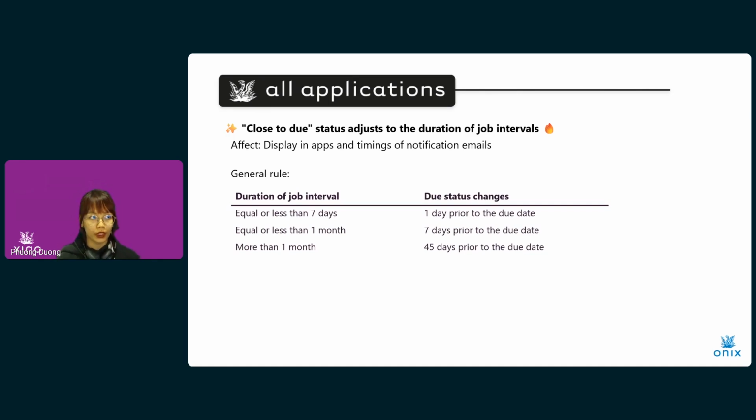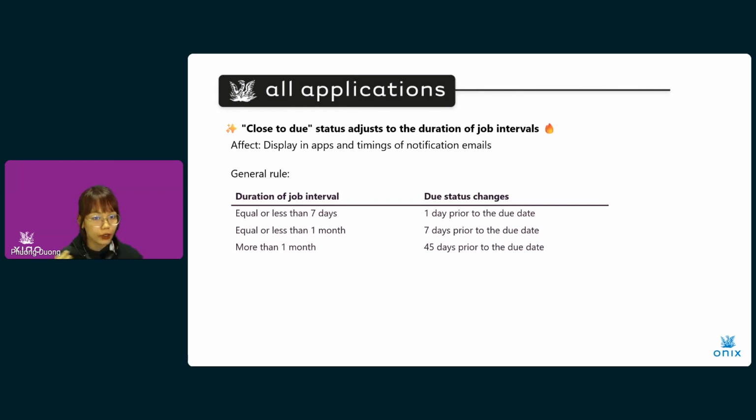So for an equipment, its due status will change from good to close to due 1 day prior to the due date if its job interval is equal or less than 7 days. For example, if you have a 7 day or 1 week job interval, then 1 day before the due date, you will get the notification, or you will see the due status change in color to yellow in the equipment list. The same thing applies to other durations.